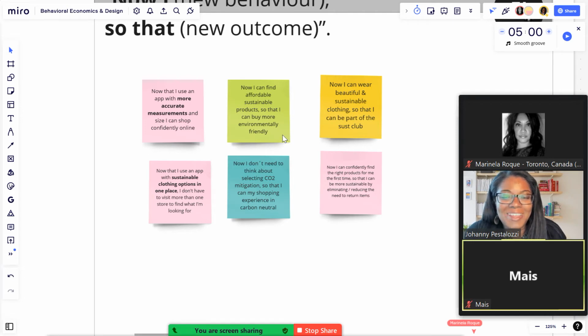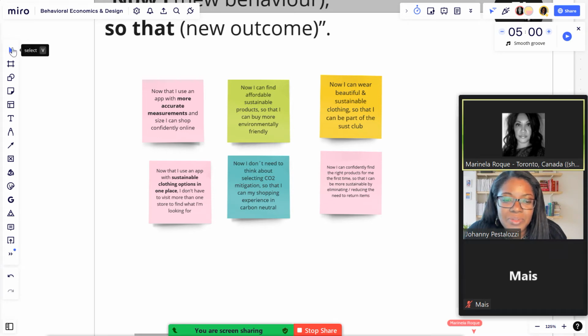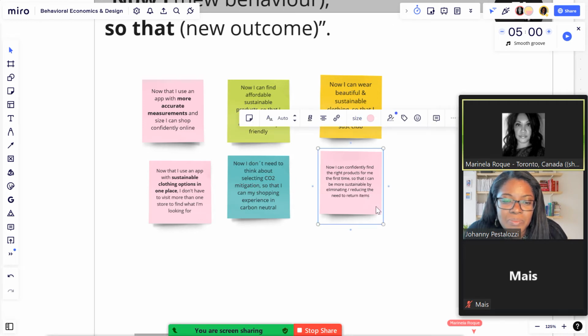So Marinella, would you like to present your sticky notes? Yeah, I think the themes on all of these are quite similar. The one I had was around being confidently able to buy the right products the first time so that I can be more sustainable by eliminating and reducing the need to return items.